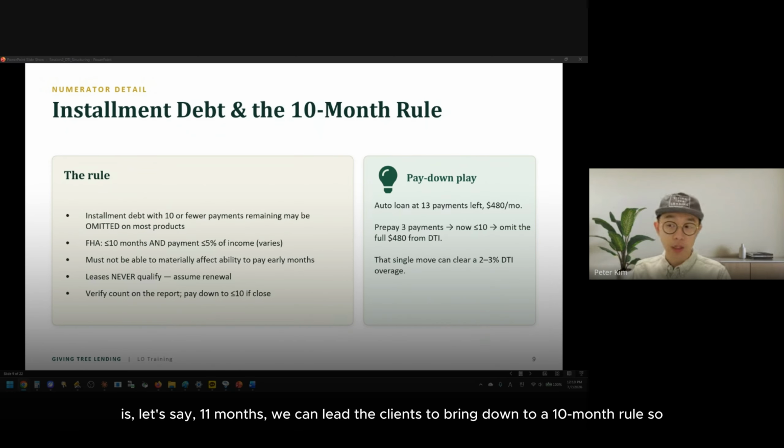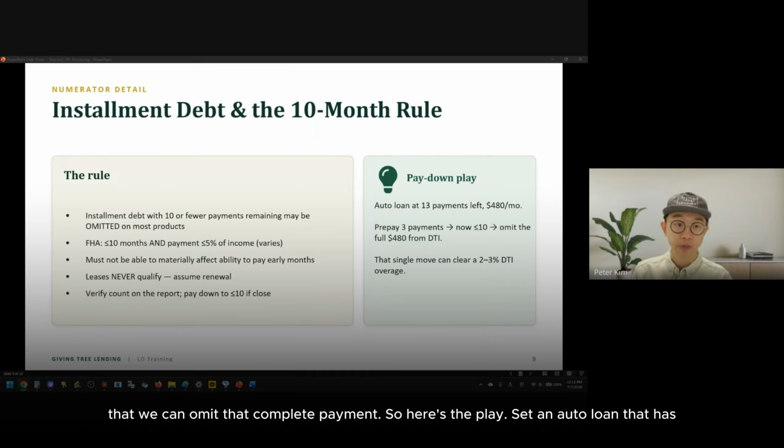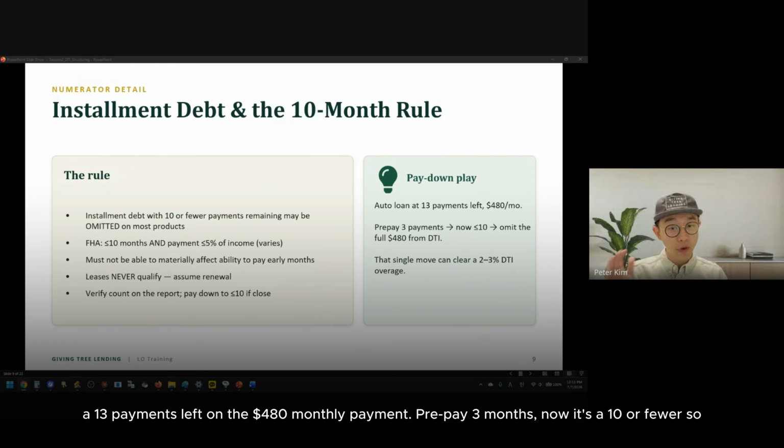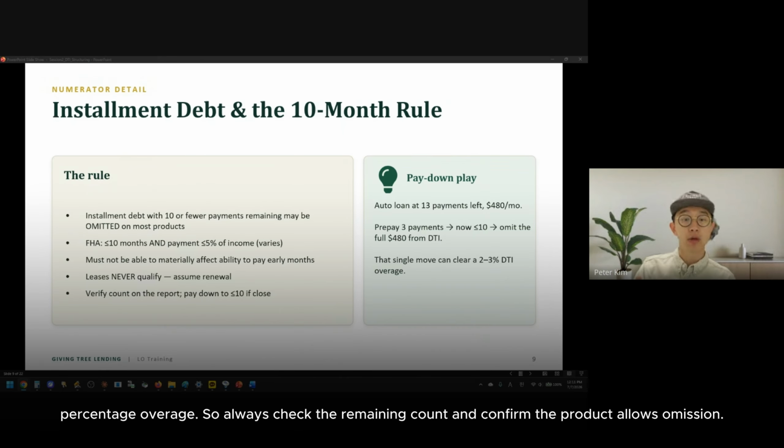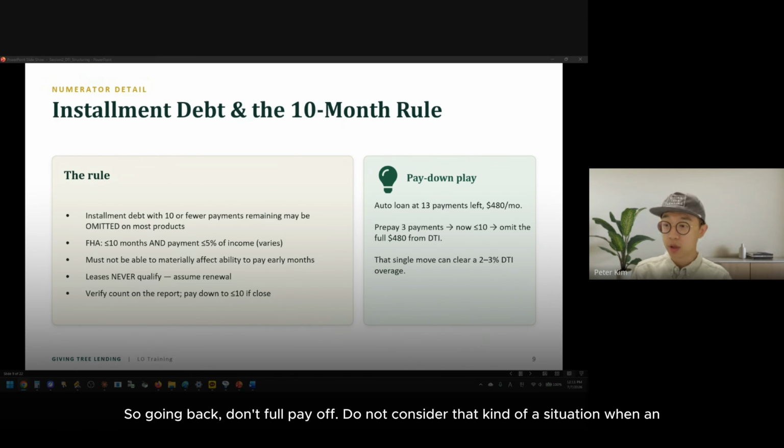So when a car payment has, let's say, 11 months left, we can lead the clients to bring it down to 10 months or below so that we can omit that payment completely. Here's a play. Say an auto loan has 13 payments left on a $480 monthly payment. Prepay 3 months, now it's 10 or fewer, so you can omit the full $480 from the DTI. This single move can clear a 2 or 3% overage. So always check the remaining count and confirm the product allows omission. But going back, don't fully pay it off when an installment payment comes in.